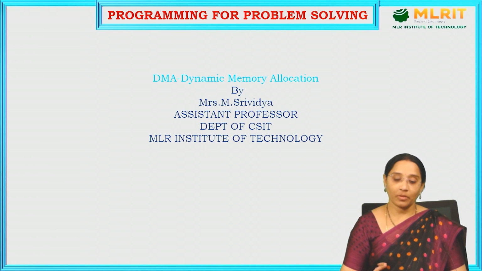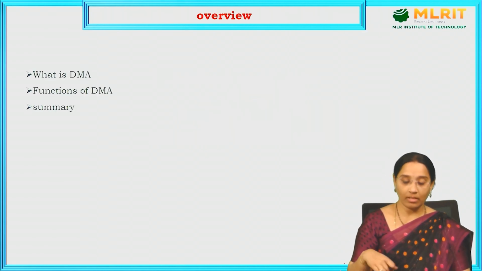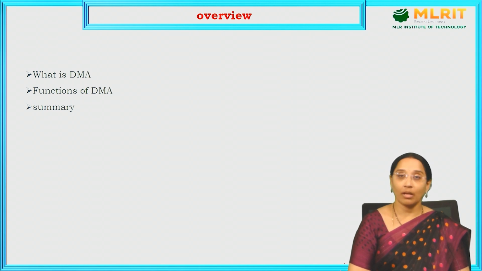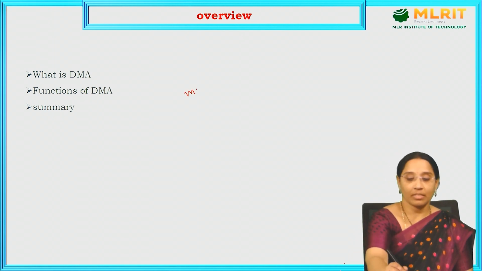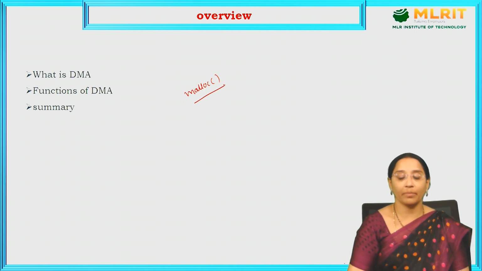Today I am going to talk about dynamic memory allocation in C. In the last session we have seen static memory allocation, what is the disadvantage with static memory allocation, what is the advantage of dynamic memory allocation, and the functions of DMA. We have discussed one function, memory allocation, malloc, in dynamic memory allocation.